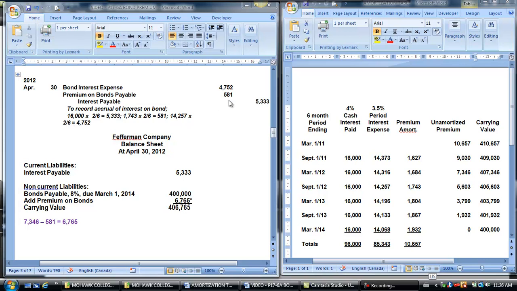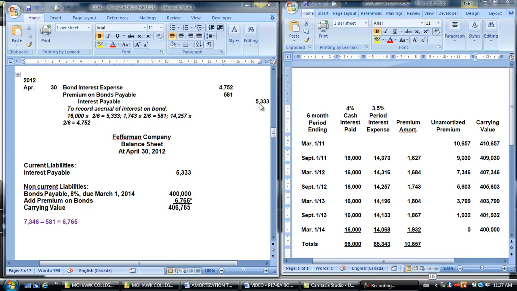Now we need to use the same logic and amortize our premium. Our premium here is $1,743, but again, that's for 6 months. We only want it for 2 months of 6, so we're going to debit, or amortize, our premium by $581. So now there's our journal entry. But we don't pay this interest yet. We'll be paying it on September 1st, 2012.